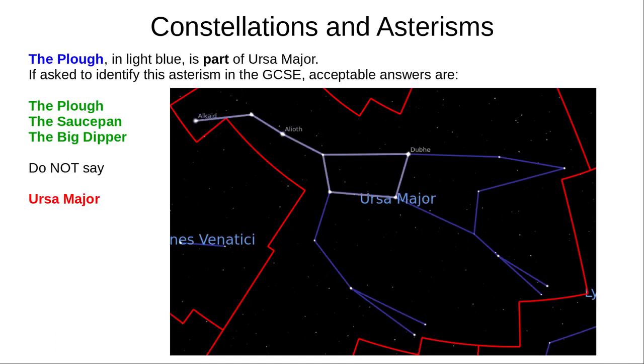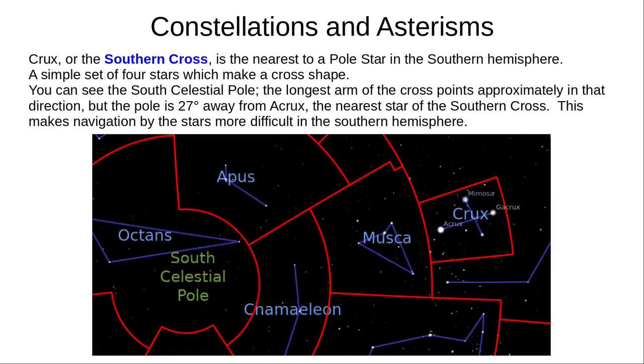The Plough, shown here in light blue, is part of a larger asterism, Ursa Major, which you don't need for the GCSE. If you're asked to identify this asterism, you may say the Plough, the Saucepan, or the Big Dipper, but not Ursa Major. Crux, or the Southern Cross, is a set of 4 stars that make a cross shape.